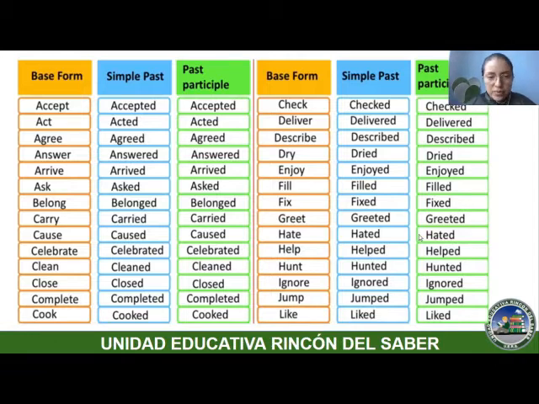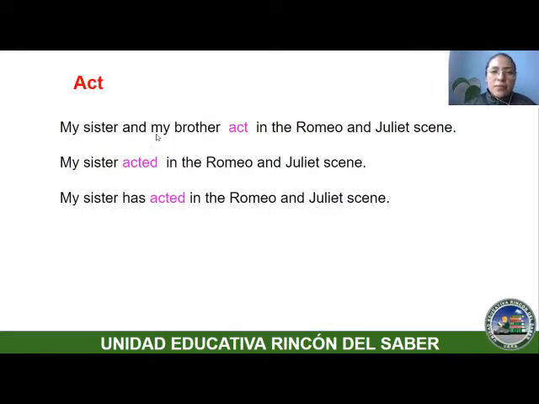Okay, can you repeat all the verbs? Yes? Excellent! Congratulations, my dear student. Now, don't forget that it is so important. If you want to conjugate a regular verb, you only have to add ed at the end or d according to the verb. Okay? For example, we are going to analyze this example, okay?